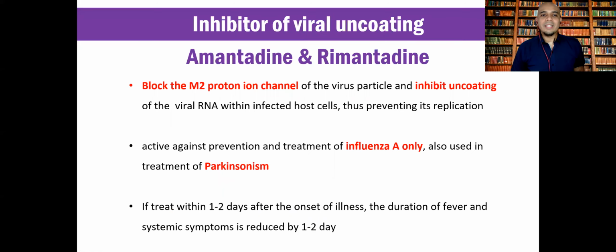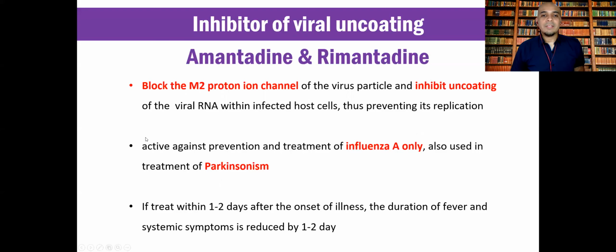First, we look at the inhibitors of viral uncoating, amantadine and rimantadine. The main action of these drugs is they block the M2 protein channel of the virus particle and inhibit uncoating of the viral RNA within the infected host cell, thus preventing its replication. Influenza B does not have an M2 protein. This is the reason why amantadine and rimantadine are only effective against influenza A but not against influenza B virus.